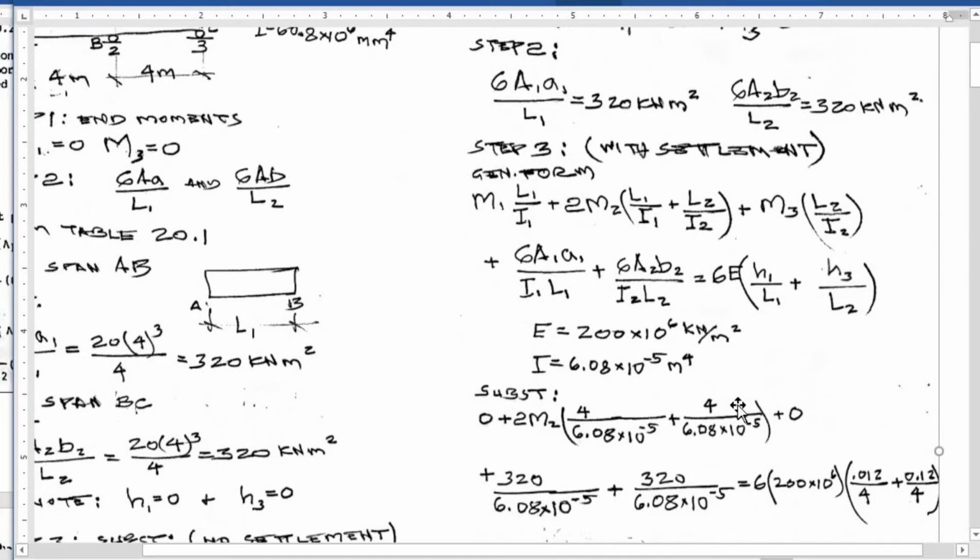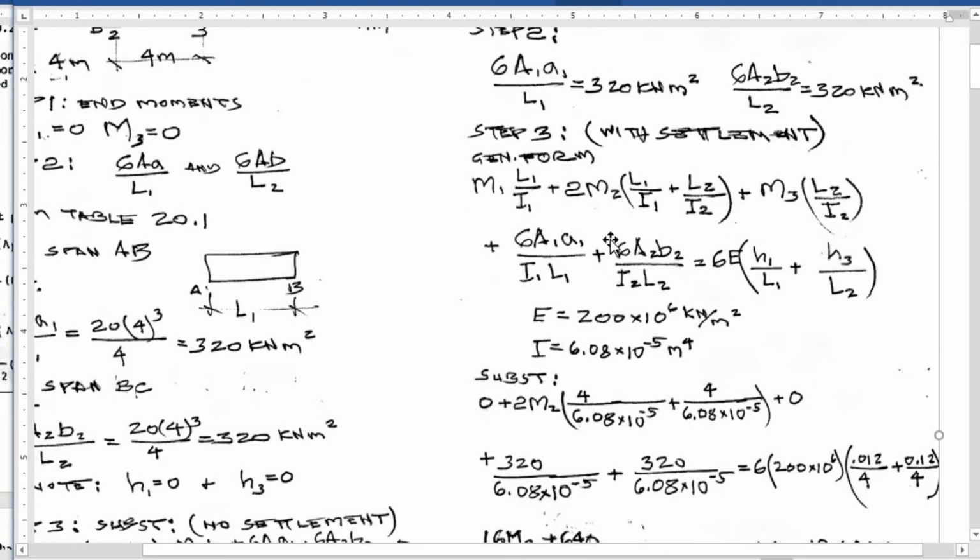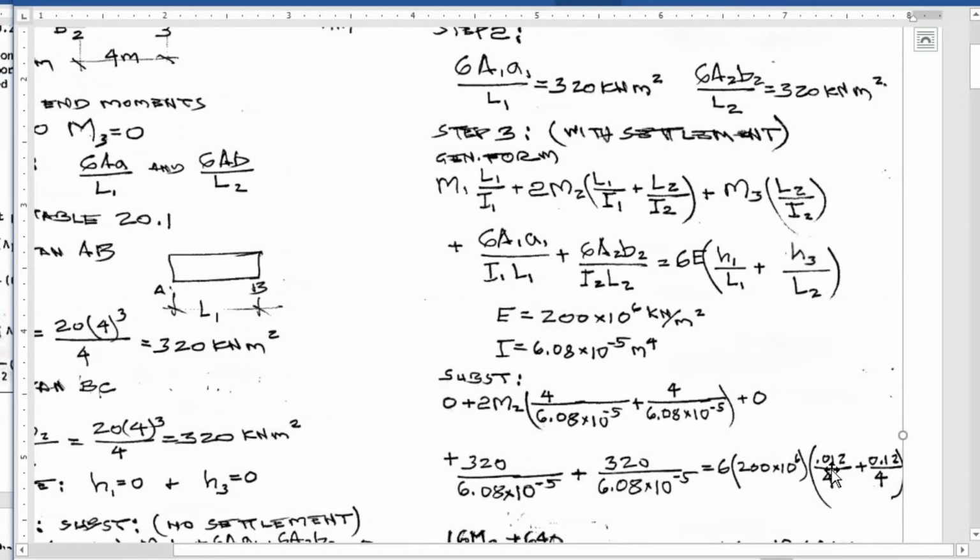Okay, so let's go back to our problem. So, ibig sabihin yan, you now substitute. Okay, so this now becomes M1 is 0. Tapos yung M2, that is unknown, 4 all over I, 6.08, plus 4 all over I, 6.08 by 10 to the negative 5. And then plus M3, 0 yan. Tapos yung 6A all over L, kinonsider na natin ngayon yung I, eto siya, is equal to, eto na, yung equation na yan, 6 times E plus the H1 all over 4.